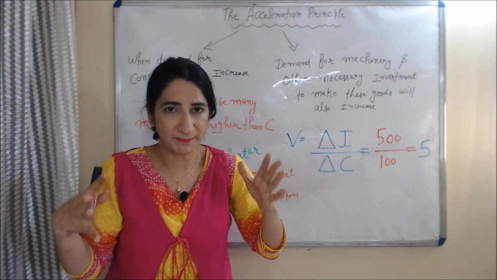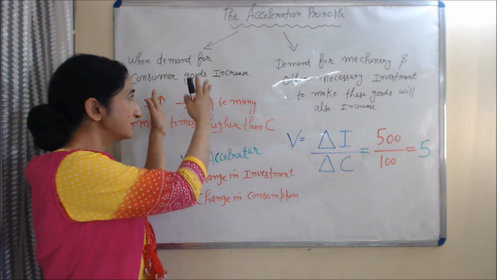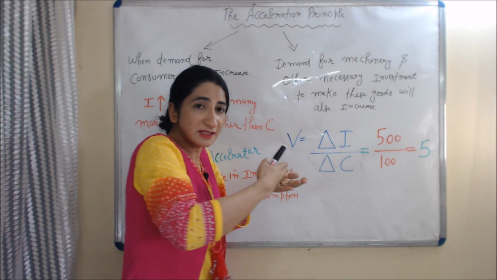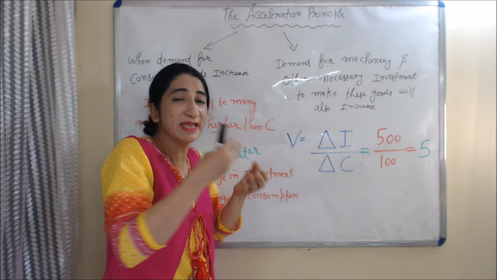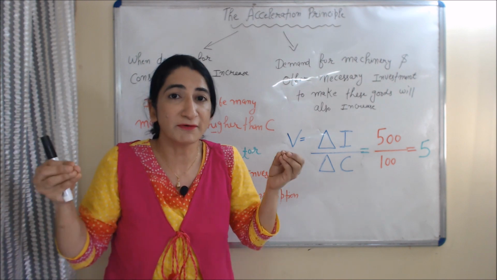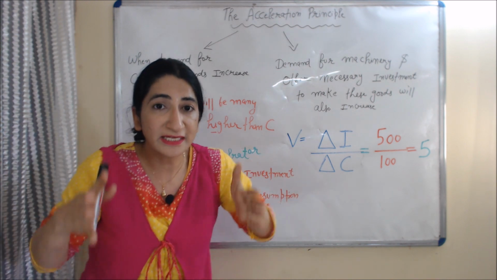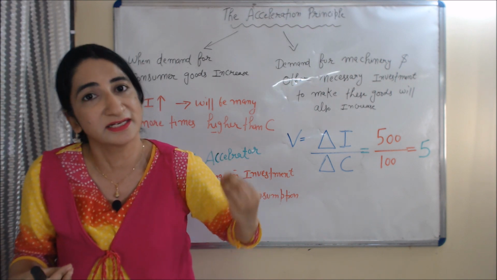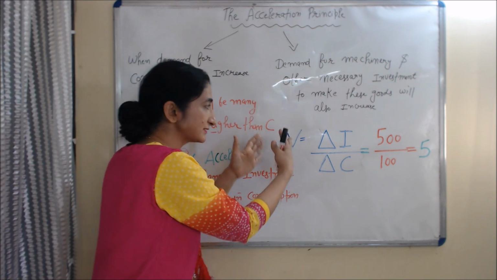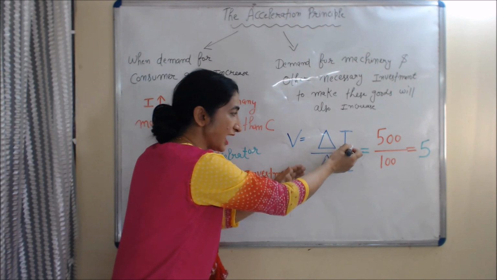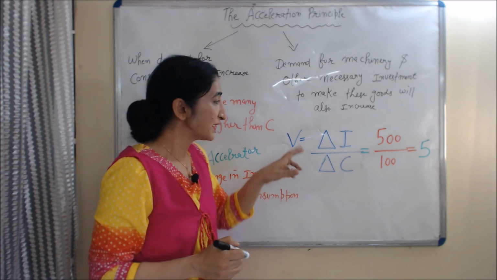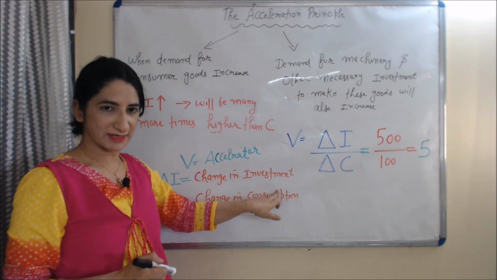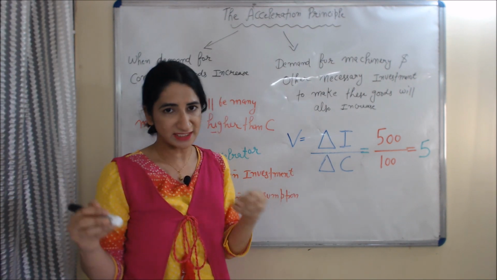The acceleration principle states that when demand for consumer goods increases, then demand for machinery and other necessary investment to make these goods will also increase. And one most important thing, increase in investment will be many more times higher than increase in consumption. And the formula of accelerator is delta I over delta C. Okay, V is accelerator and delta I is change in investment and delta C is change in consumption.